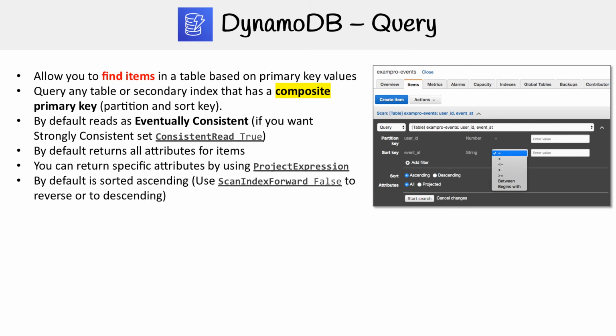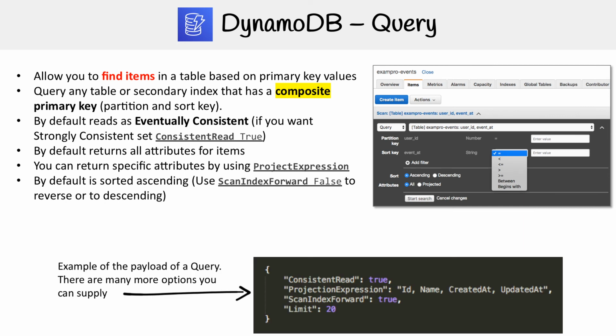And by default, all the data will be returned to you in ascending order. That's A to Z. If you want it in descending order, that's Z to A. You can use scan index forward false to do that. But you can see in the console, you can just click ascending or descending. It's a lot easier there.